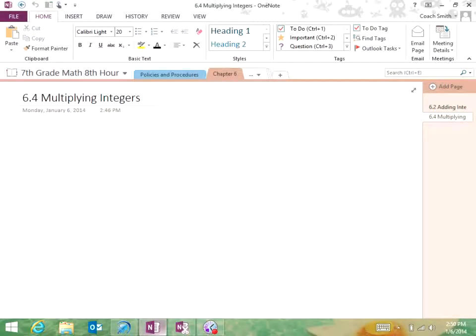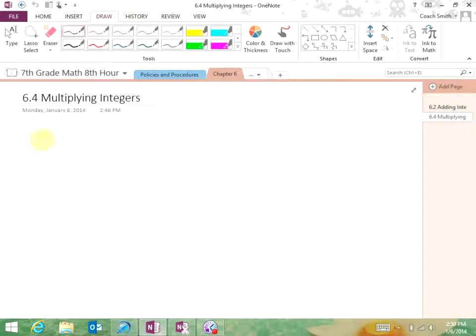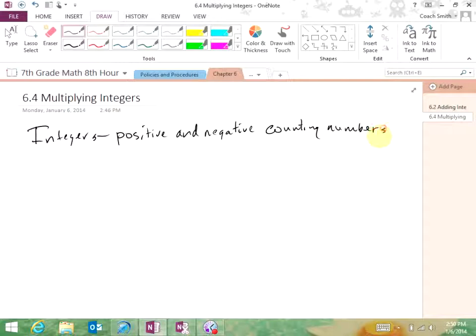All right, multiply an integer, 6.4. Okay, now, let's remind ourselves what integers are. Integers are positive and negative counting numbers, and zero. Okay, so negative 1, negative 2, negative 3, negative 4, then 1, 2, 3, 4. Those are all integers. It does include zero. Remember, zero is neither negative or positive.